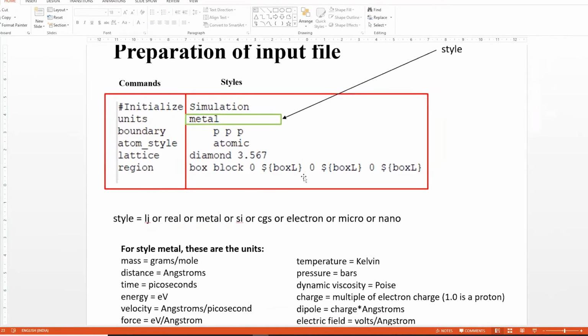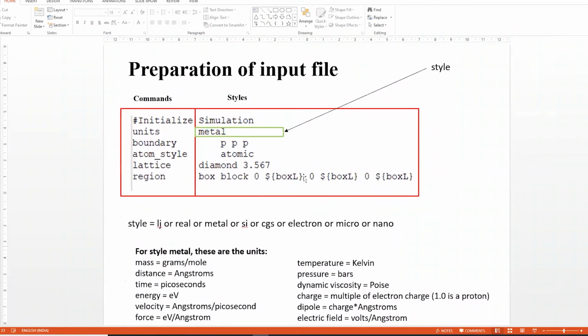So first of all, you have to decide what kind of units you are going to use. There are different units in LAMMPS, like LJ, real, metal, SI, CGS. So you can choose the units depending on your requirement. I have shown metal units here. On the left side you have the commands. Units is the command. On the right side you have the style. So corresponding to units, the style is metal.